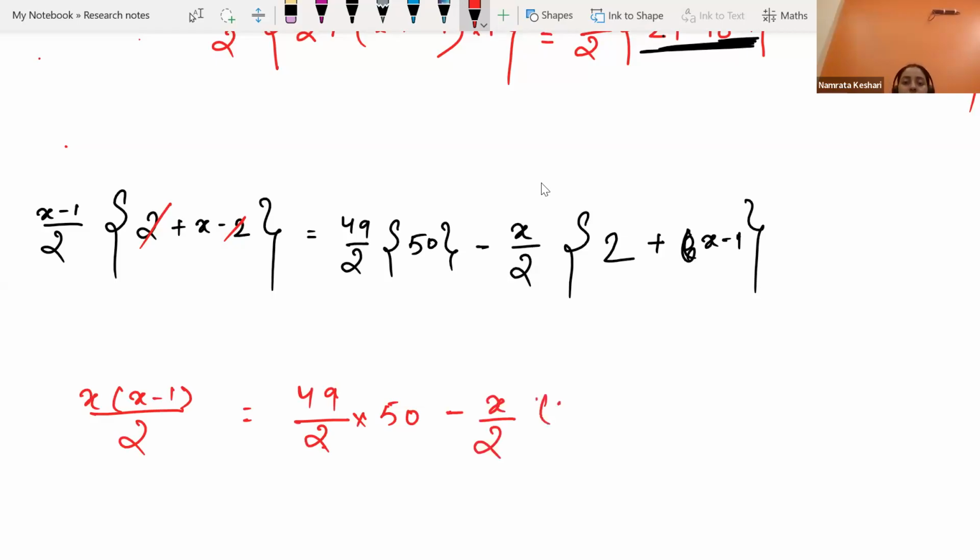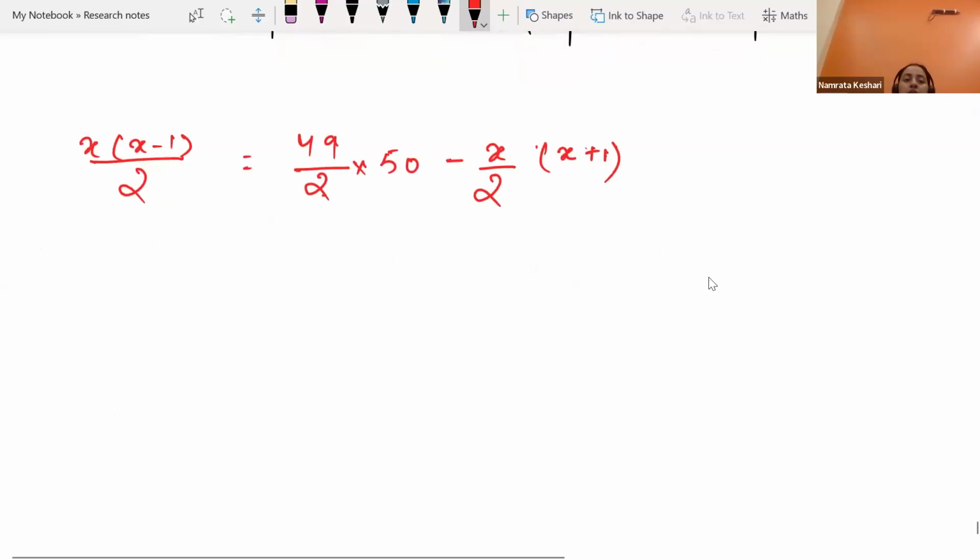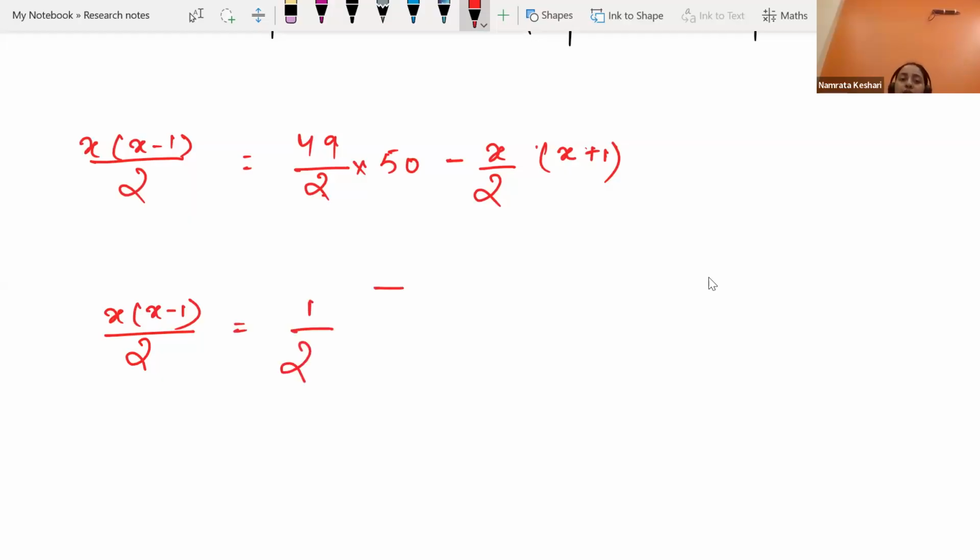Here the bracket will have x, and 2 minus 1 is plus 1. Let's continue. Now, what I told you, let's take 2 common. Here 2 is already the denominator, only x minus 1 is a combined term, and in the denominator we have 2, so that is fine. On the other side we take 2 common from the denominator. So we have 49 into 50 minus x into x plus 1. And now this 2 I'll cancel.